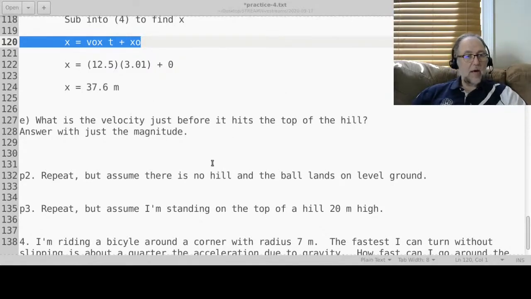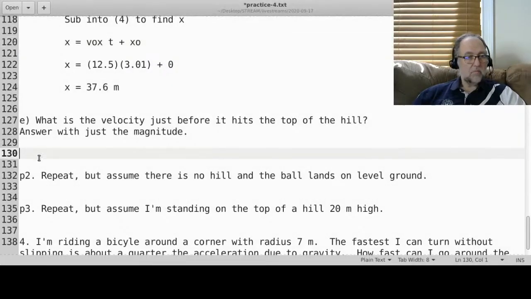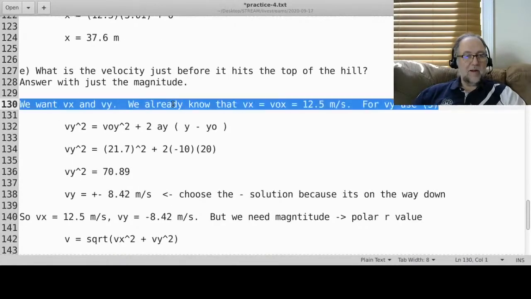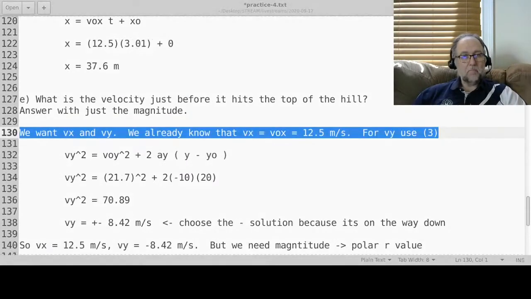All right, so let me just cut and paste that. It's pretty straightforward to do that. So I start off by saying we want both vx and vy. Vx we already know. It's constant all the way through the motion. It's 12.5 meters per second. Vy we don't know.